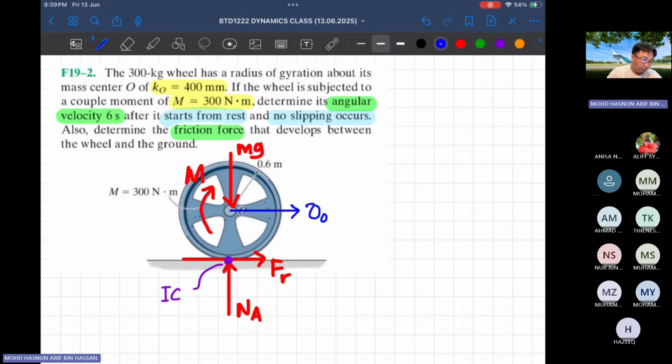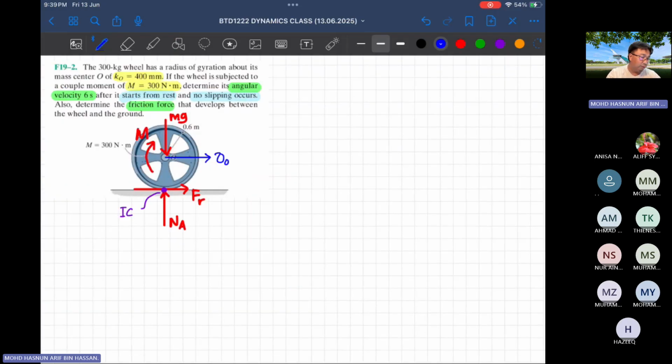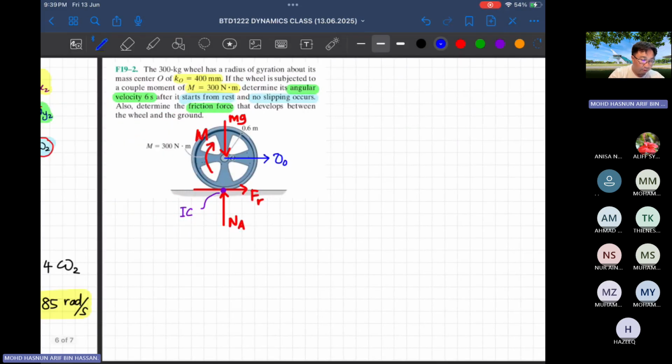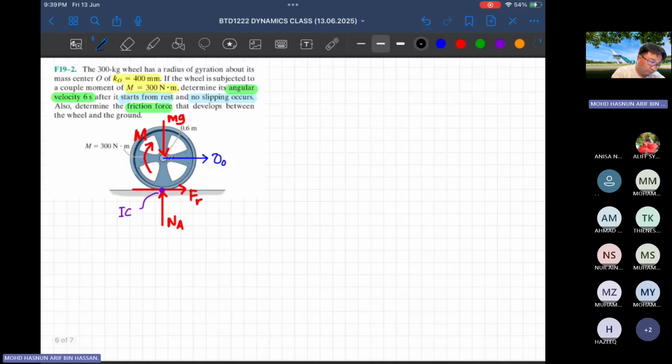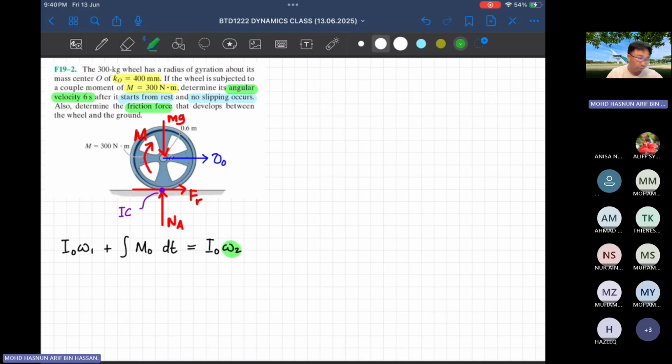Again, the question wants us to calculate the angular velocity, and this is another rolling problem. It is not necessary that you use all three equations to solve the problem. It depends on the problem. Similar to the previous problem, we only need to use the third equation for this case. So let's use the third equation, which is IO omega 1 plus the integration of MO dt is equal to IO omega 2. What we want to find is basically this omega 2.